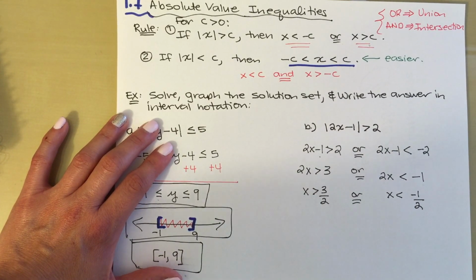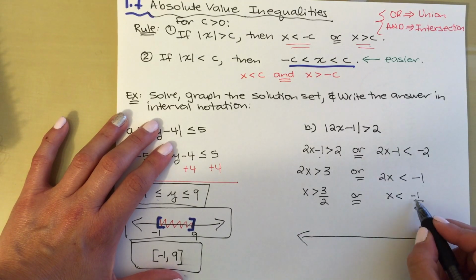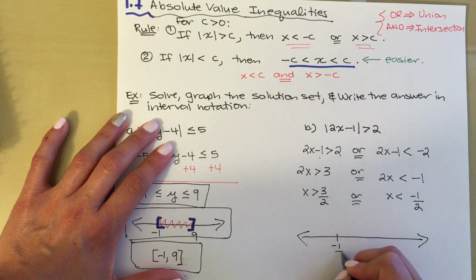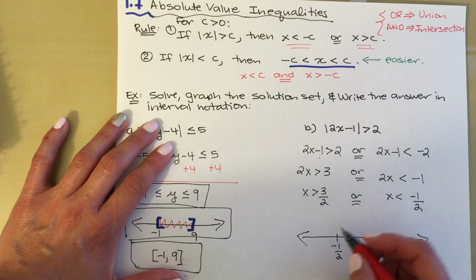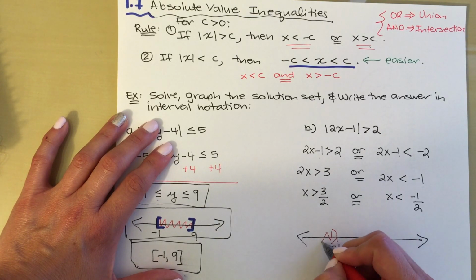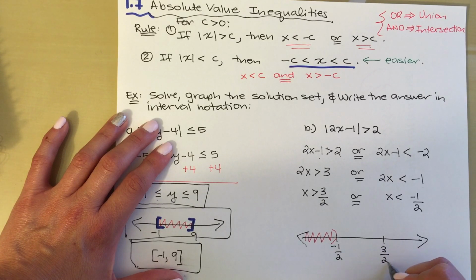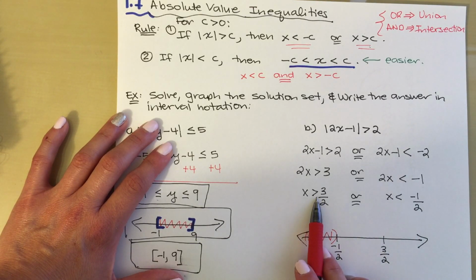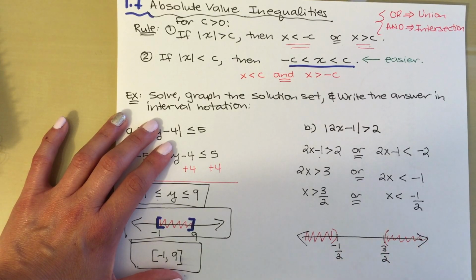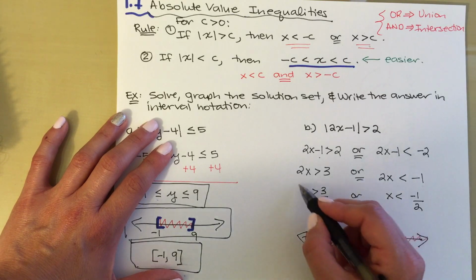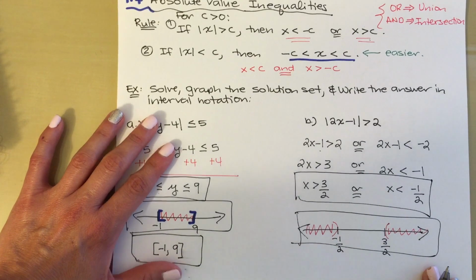Okay, how do you graph this? Well, here's the number line. Let's start with negative a half. That's the smallest. It says x is less than, so shade to the left with parentheses. We also need to look at 3 over 2. This one tells us that x is greater, so we're going to shade to the right, parentheses as well. So we have our solution, our graph, and then interval notation.